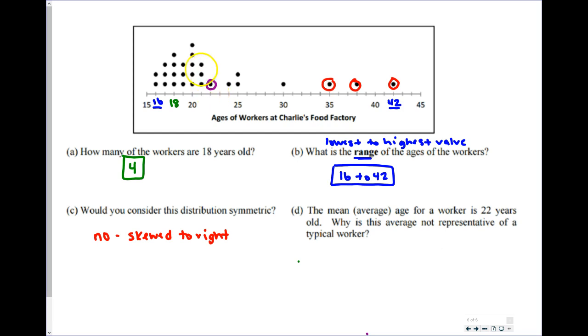However, most of the people are actually in this little area right here, and that's from ages about 17 to 21. So typical workers are actually between 17 and 21. The 22 is not accurate because of these little guys that I've circled in red. Those big numbers are skewing the data. So they're taking the average and they're making it seem higher than it actually is.